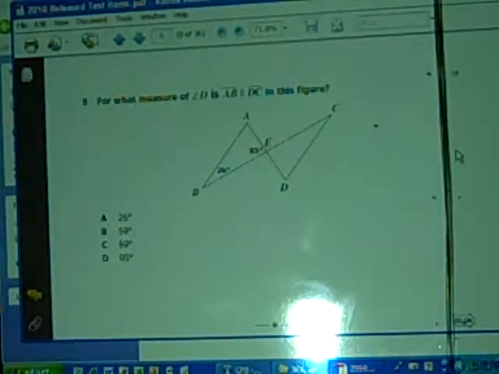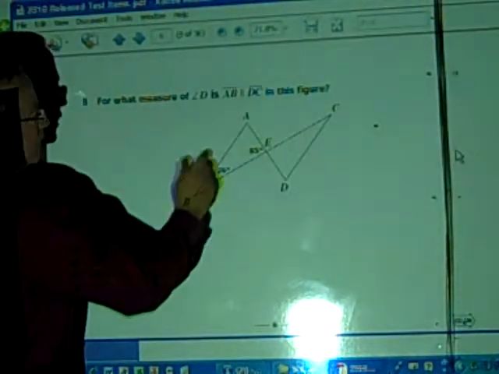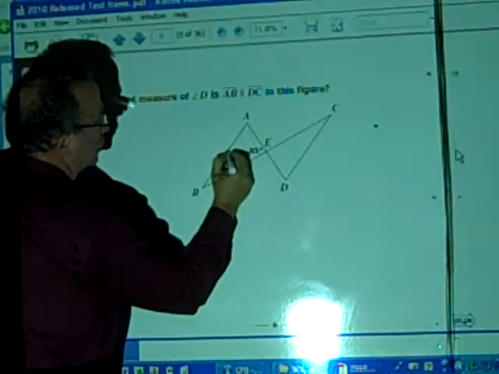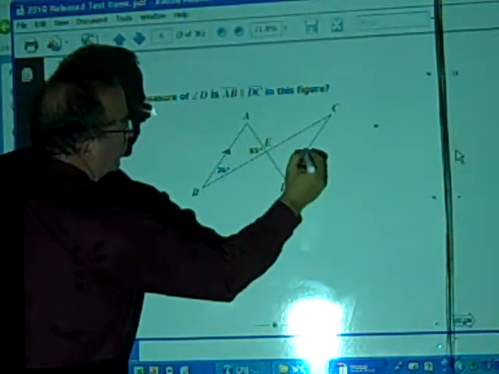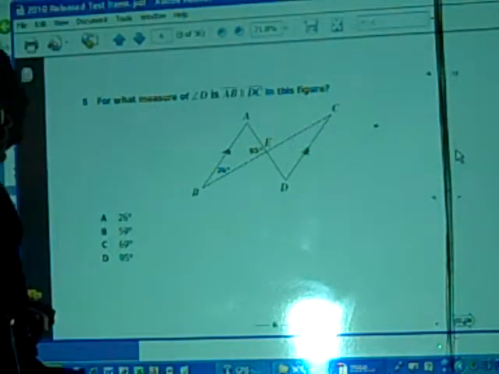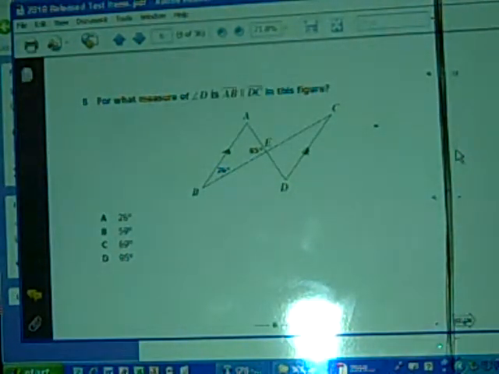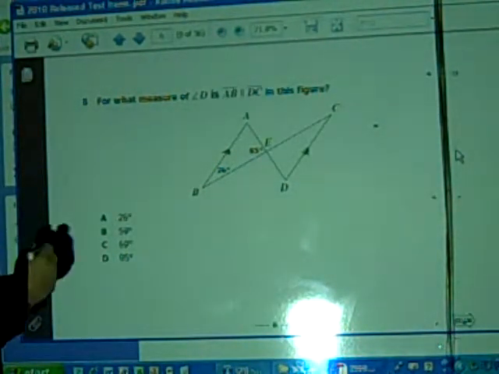Number 5, it says, for what measure of angle D is AB parallel to DC in this figure? So AB and CD are the ones that we want to be parallel, so we're just going to make a little mark on there. We want those to be parallel. We might need that later. And now, we're trying to find the measure of angle D down here.